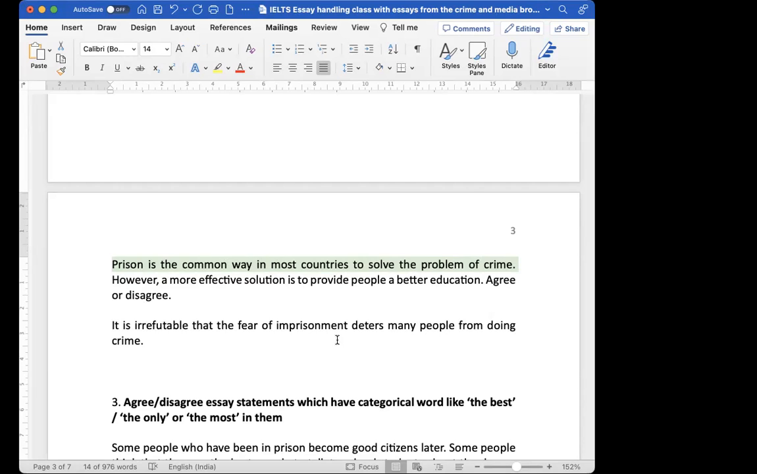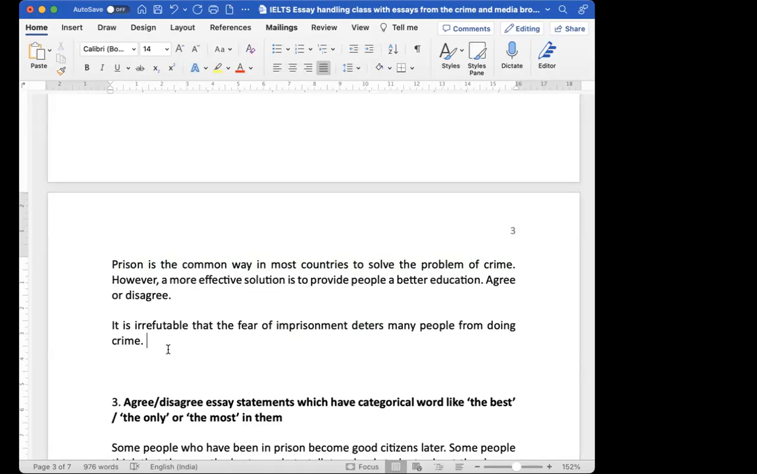Okay, ma'am. That fear of imprisonment deters. Deters means रोकता है. डर. Okay. Imprisonment का डर कई लोगों को क्राइम करने से रोकता है. इसका यही मतलब है ना कि क्राइम के लिए प्रिजन एक अच्छा तरीका है, आम तरीका है. ठीक है? डर होता है ना जेल जाने का, तो लोग नहीं करते ना क्राइम. ठीक है?